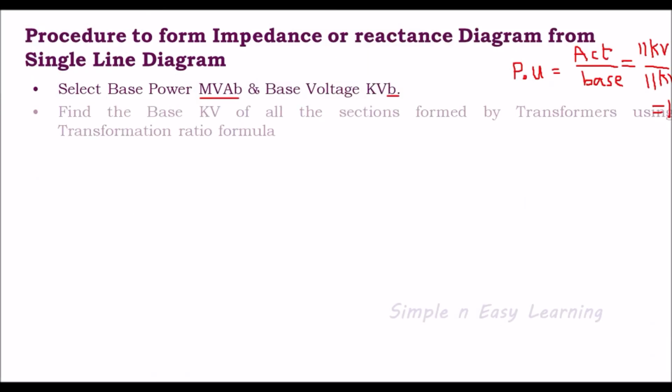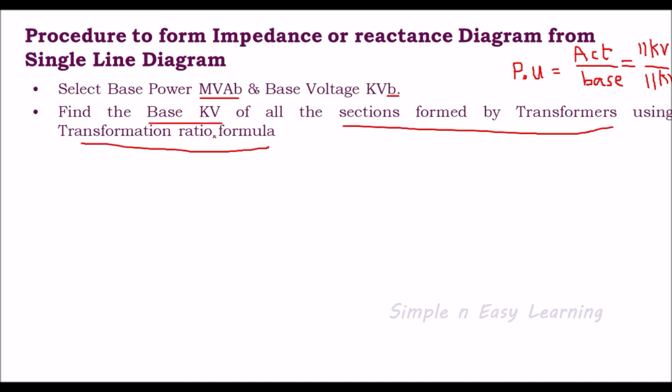And second step, find the base KV of all sections formed by transformers using the transformation ratio formula. In a single line diagram we need to divide all the sections: first the generator section, second the transformer section, then the transmission line section, again a transformer section, then the motor or load section. Based on the single line diagram given in the problem, we divide all the sections separately. The base KV of sections formed by a transformer can be calculated using the transformation ratio formula.